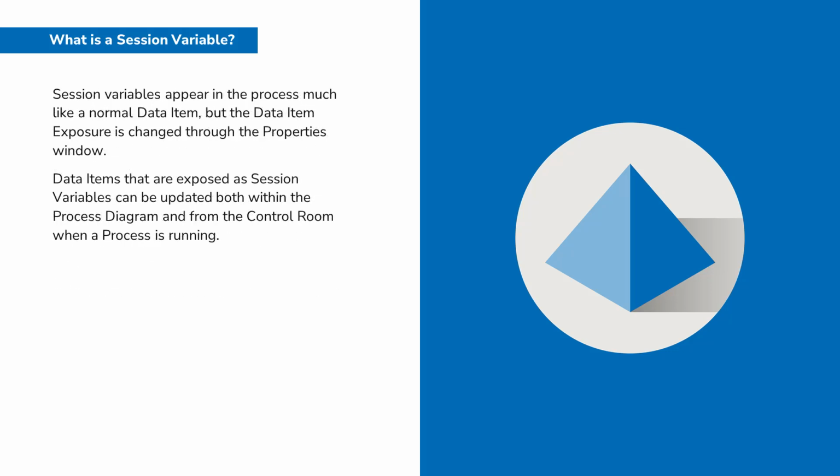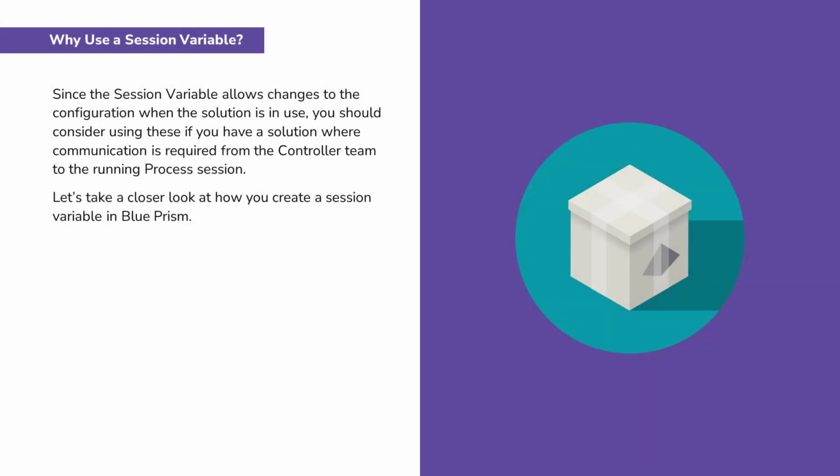Session variables appear in the process much like normal data items, but the data item exposure is changed through the properties window. Data items that are exposed as session variables can be updated both within the process diagram and from the control room when a process is running. Since the session variable allows changes to the configuration when the solution is in use, you should consider using these if you have a solution where communication is required from the controller team to the running process session.